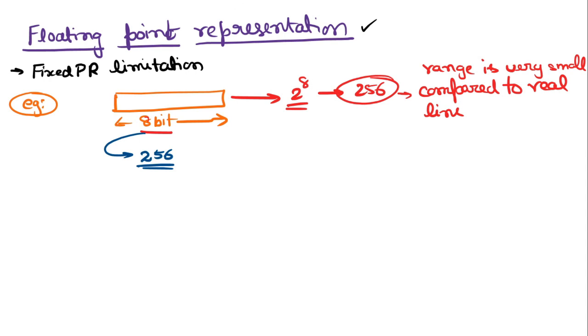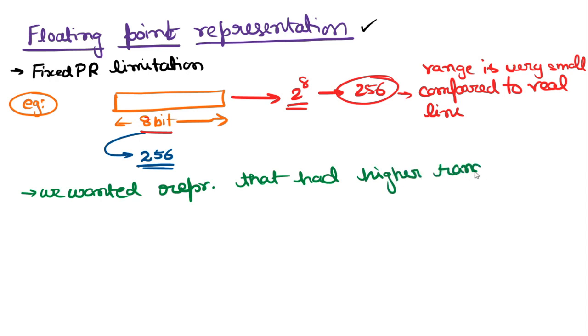So in order to resolve this, we wanted another representation that had a higher range, right? Higher range. So using just 8 bits, we should be able to represent more numbers compared to this 256, because 256 is very less. Right now we are using 32-bit registers as well. But considering how big the numbers we generally use in computers are, 2 to the power 32 is also not that big a number. So what we can do is switch to another representation scheme, which is floating point representation.